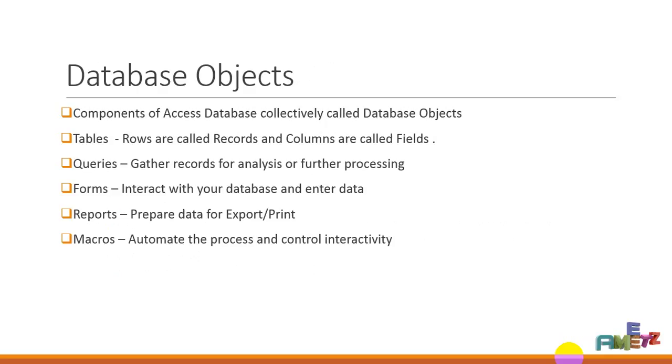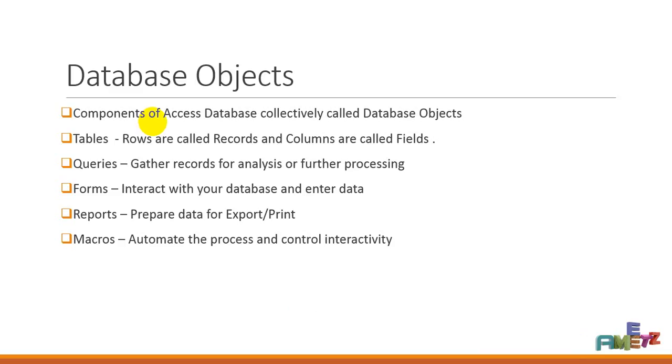Now we have database objects. We need to understand this. This is very important because this is the basic step for getting into an Access database. The components of an Access database are collectively called database objects. That is tables, queries, forms, reports, and macros.